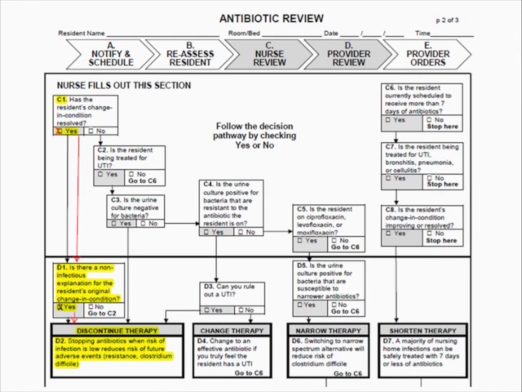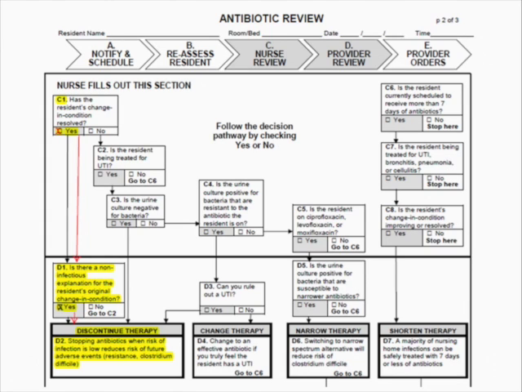Moving on to the second page, notice again the arrows running across the top of the page. We've completed Sections A and B. Section C, Nurse Review, flows into Section D, Provider Review, which ultimately leads to Section E, Provider Orders. As noted in the upper right-hand corner of Section C, the nurse is to complete this section. In box C1, the nurse notes Mr. Dean's change in condition that was being treated with the antibiotic, the urinary tract infection, has resolved.